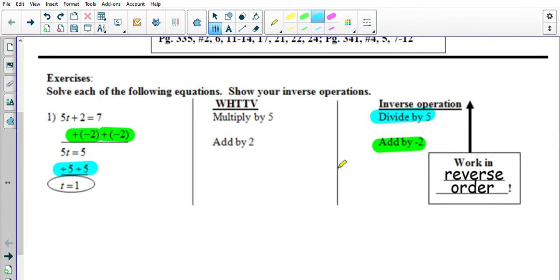So again, the main things here are: list what's happening to the variable in the order in which they're occurring. List your inverse operations and work in reverse order. Mr. Underkoffler likes to call this SADMAP, which is the opposite of PEMDAS. So instead of doing multiplication and division first, and then addition and subtraction, we actually work in reverse order. So addition and subtraction come first, then multiplication and division.